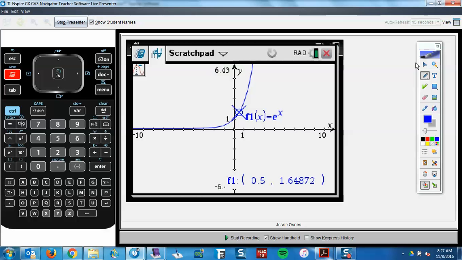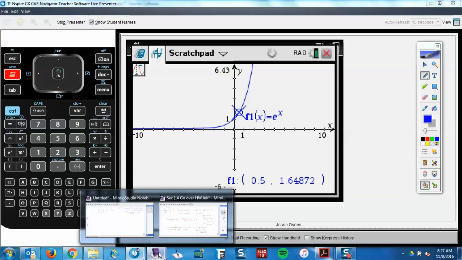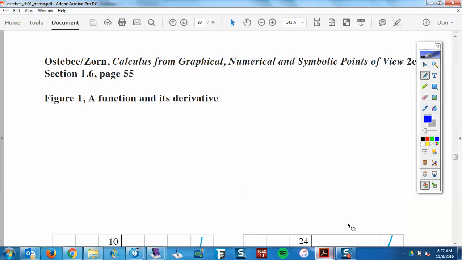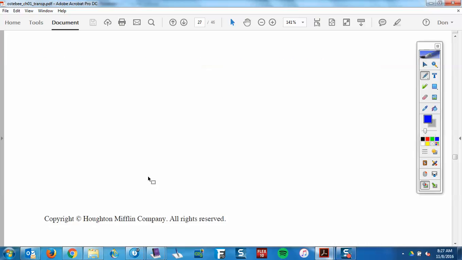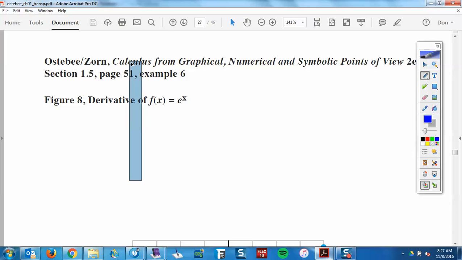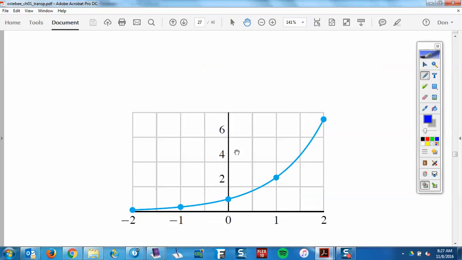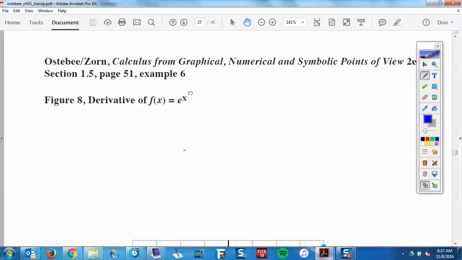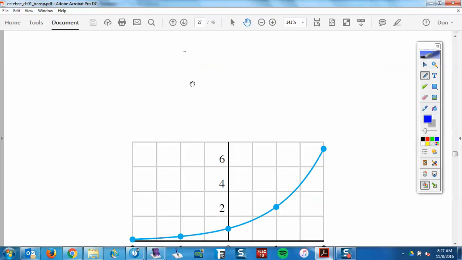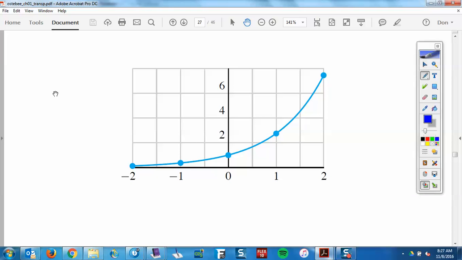Notice that it says in part B, is this consistent with the assertion made in example 6 that f prime of x equals f of x? We didn't talk about that yesterday, but holy mackerel, you're kidding me. I don't know if you guys truly appreciate that. One of the things you guys asked me the other day was, what's the big deal about e? There it is. That's example 6 right there. There's the e to the x graph.